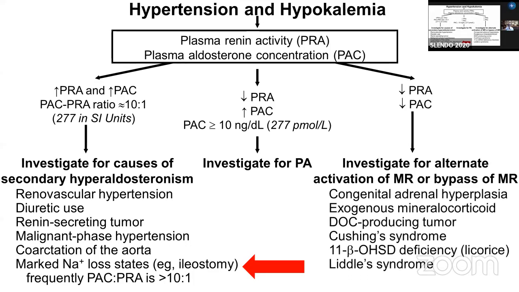Over on the right side, in that patient with hypertension, hypokalemia, but aldosterone's low and renin's low, something else is activating the MR. It can be congenital adrenal hyperplasia, 17 block, 11 block, exogenous mineralocorticoid treatment, a DOC-producing tumor, Cushing syndrome, where cortisol activates the MR, and these typically with severe Cushing's, 11-beta hydroxysteroid dehydrogenase deficiency, either inherited, which is very rare, more commonly it's induced with licorice, which blocks 11-beta-HSD, or Liddle syndrome, which totally bypasses the MR.